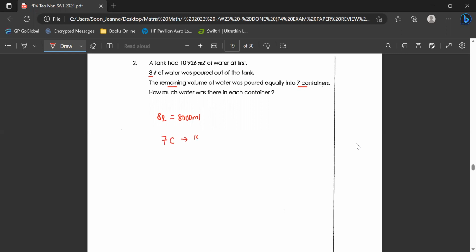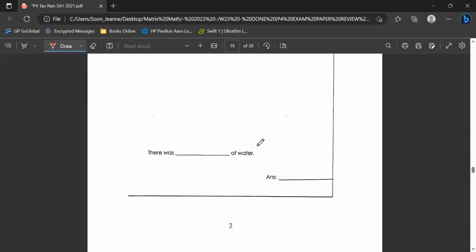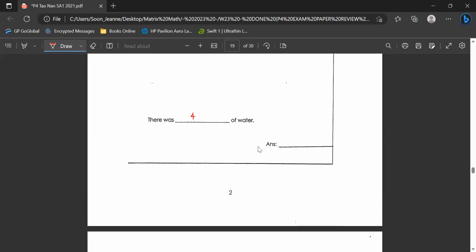So it would be 10926 ml subtract 8000 ml. Work it out, you will get 2926 ml. So 7 containers will contain 2926 ml. I want to find each container, which is just 1. So 2926 ml divided by 7. Work it out, your answer will be 418 ml. Please finalize your answer, 418 ml, and here also 418 ml. You need to write the unit of measurement because this is in volume.